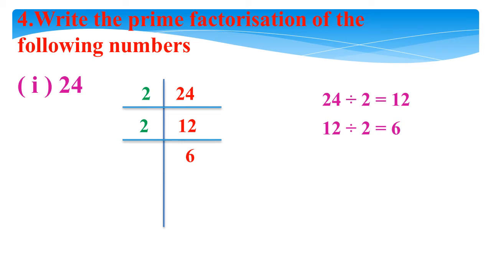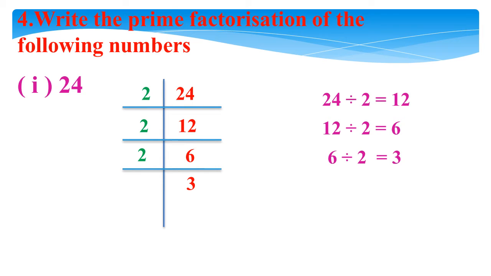Now 6 is an even number, so 6 is divisible by 2. So let us write 2 to the left of 6. 6 divided by 2, we get 3. We write 3 below the 6.